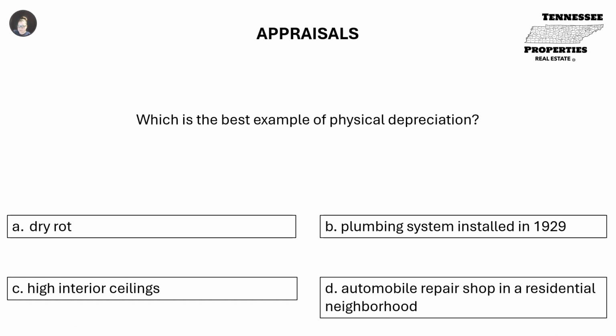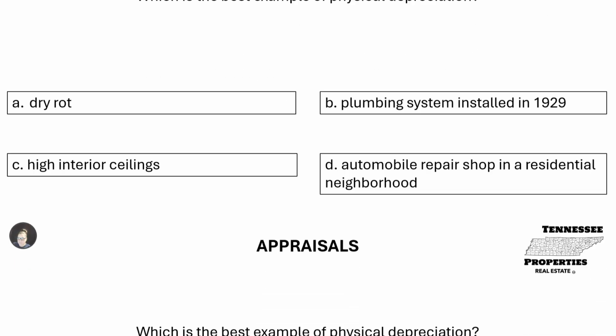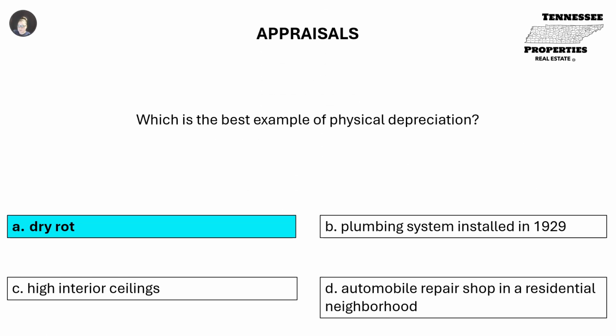Which is the best example of physical depreciation? A. Dry rot. B. Plumbing system installed in 1929. C. High interior ceilings. Or D. Automobile repair shop in a residential neighborhood. A. Dry rot.